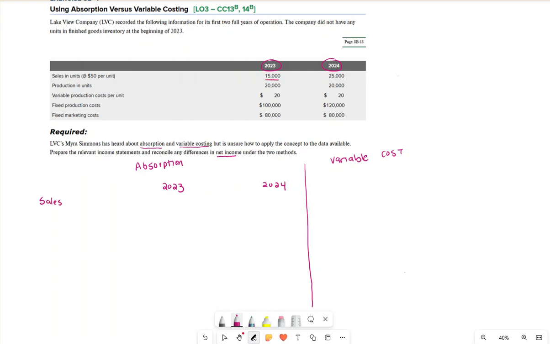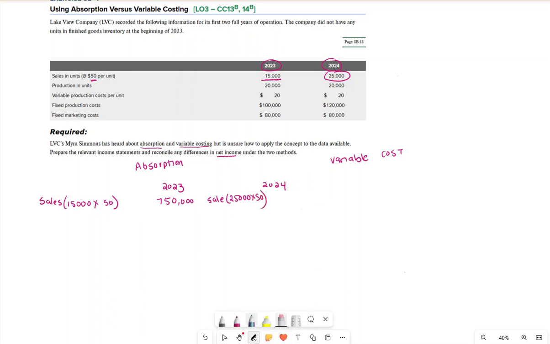So they sold in 23. What we did is we sold 15,000 units. The cost of each unit is 50, and that is my 750,000. And then the sale on the 24th we sold 25,000 units, and the selling price is 50. So my sale will be 25,000 multiplied by the 50.